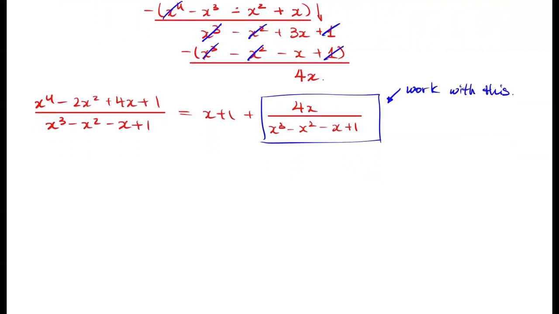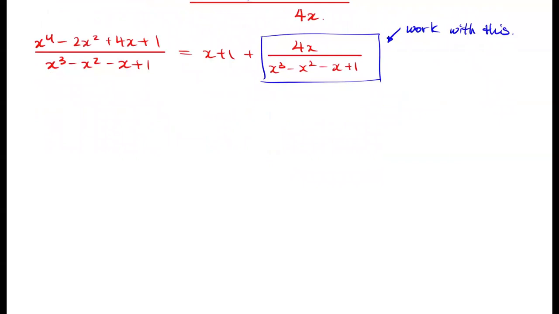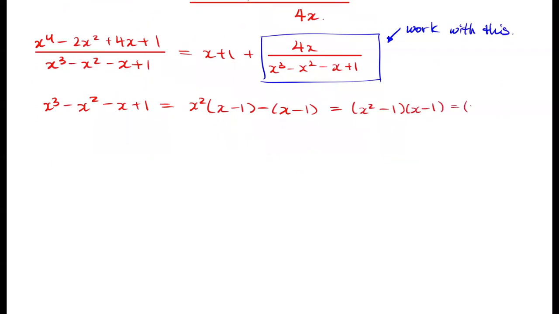All right. So note that the denominator here, we could break this up by grouping. So we have x cubed minus x squared minus x plus 1. We could write x squared times x minus 1, minus x minus 1. And that is equal to x squared minus 1 times x minus 1, which turns out to be x plus 1 and x minus 1 squared. Because here we could break this up into x plus 1, x minus 1, and then we would just have a product term here that we could just rewrite as this.